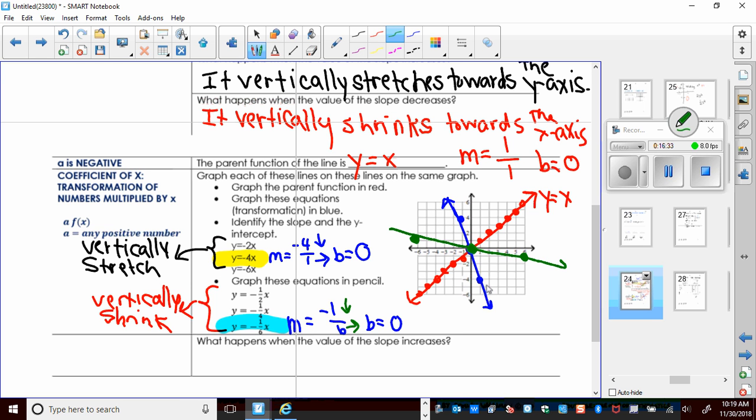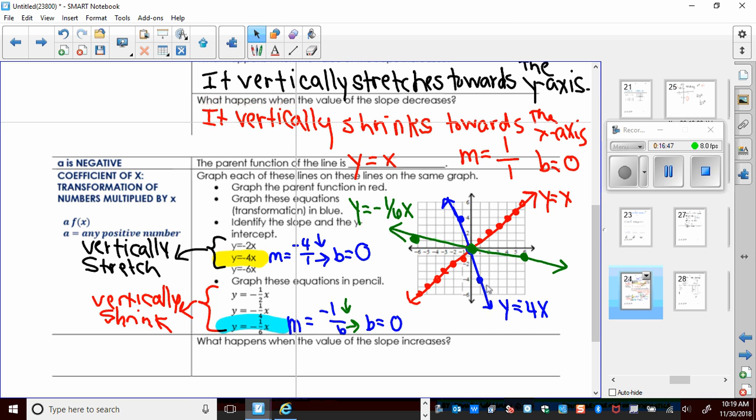Let's go back and label these equations so we're familiar. This is y equals negative 1/6 times x. And this is y equals negative 4x. Answer the questions below. Almost done, guys. Answer the questions below.